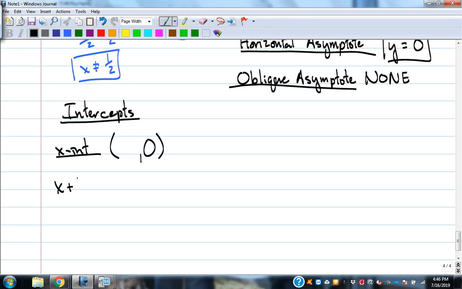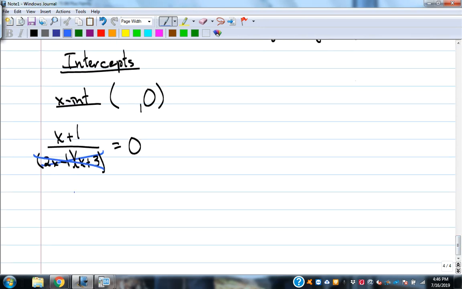So if we set x plus 1 over, and I'm going to use the factored form, 2x minus 1, x plus 3, equal to 0, here's all we have to do. The bottom part goes away. We just have the numerator equal to 0. If we set the numerator equal to 0, that'll find us our x-intercepts. I'm using the simplified version, that's why I went to the factored form. If it would have simplified, there might have been something else going on there.